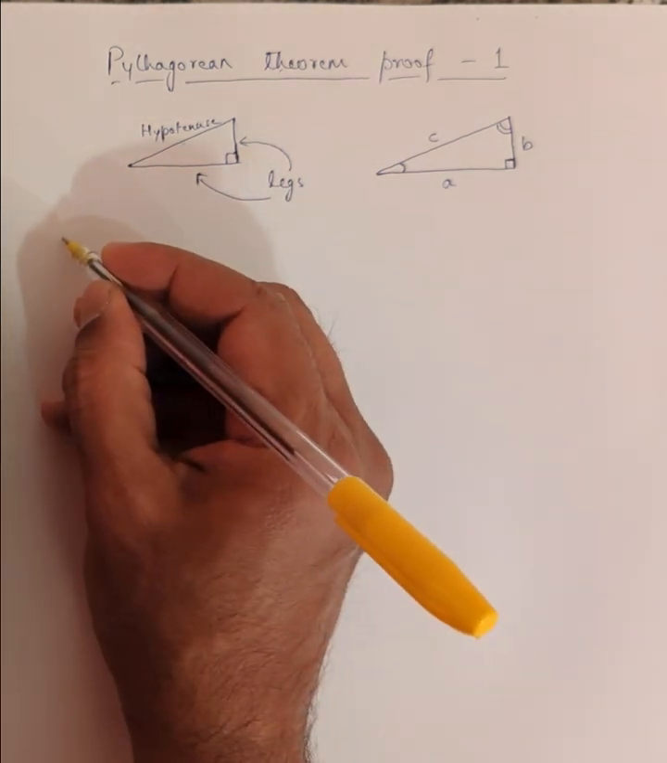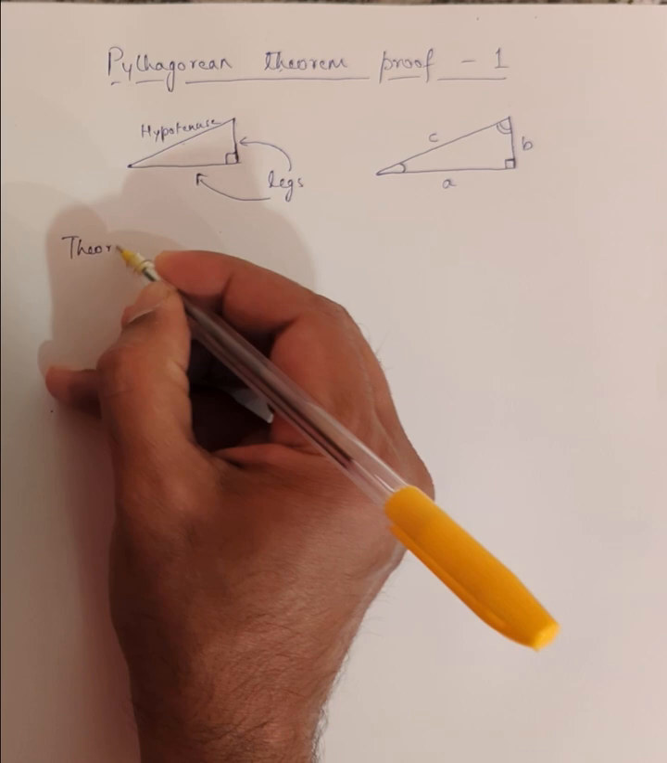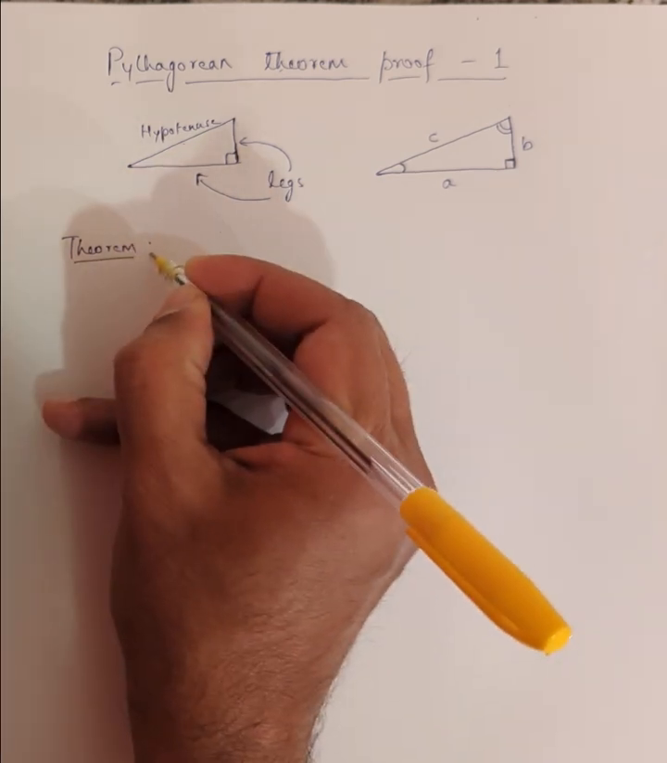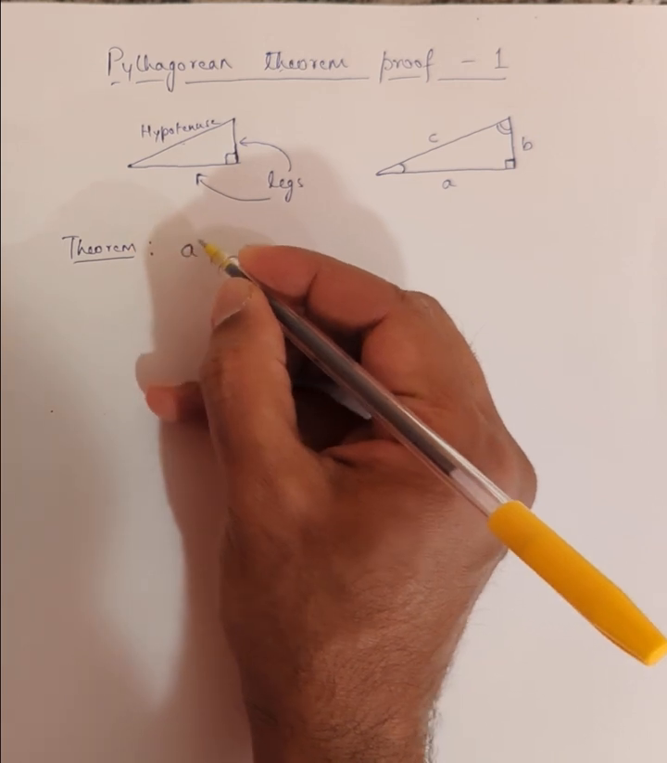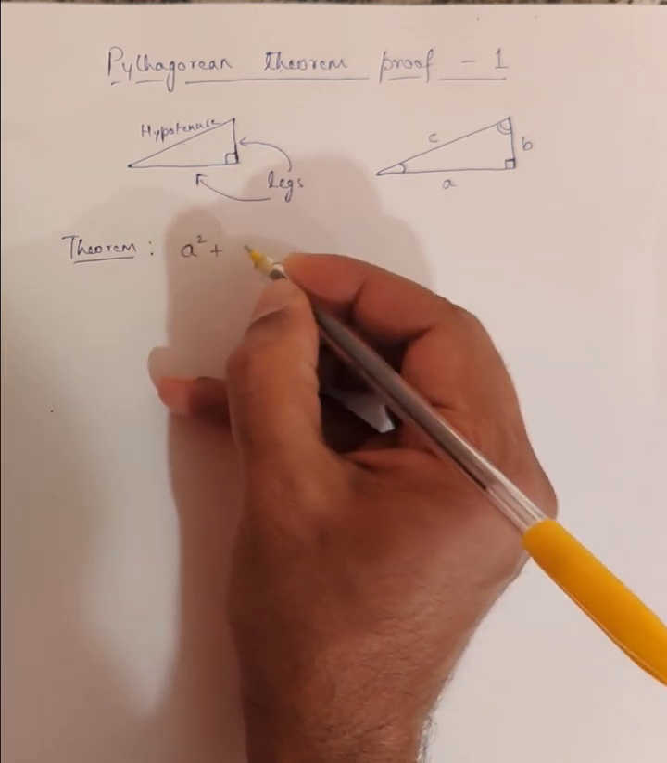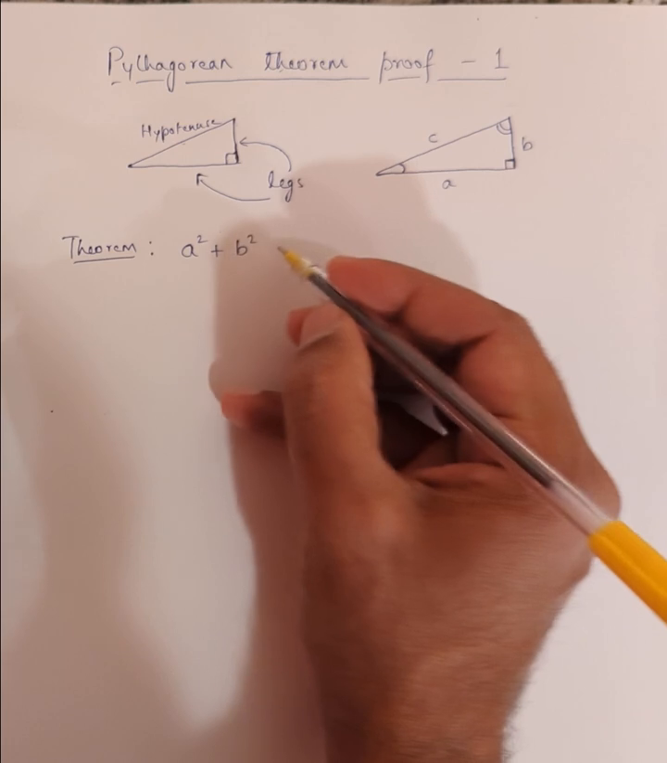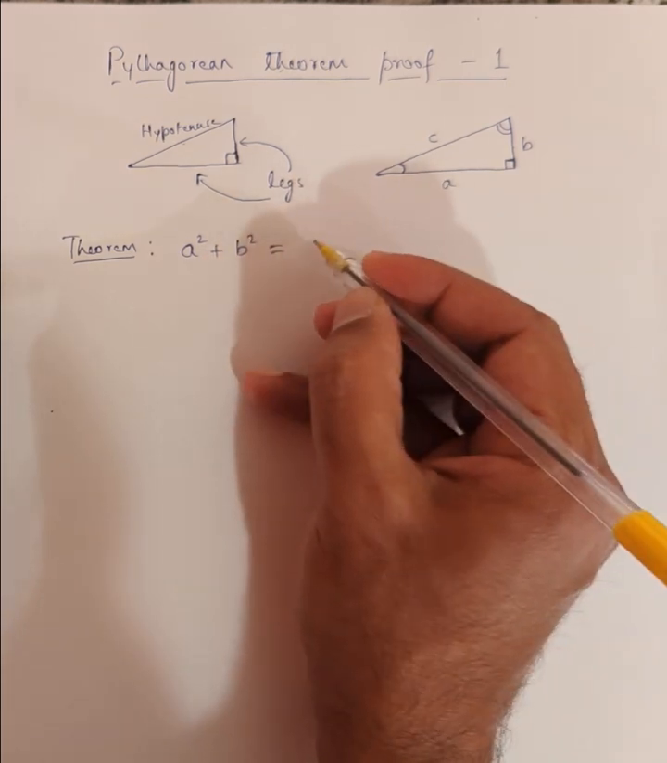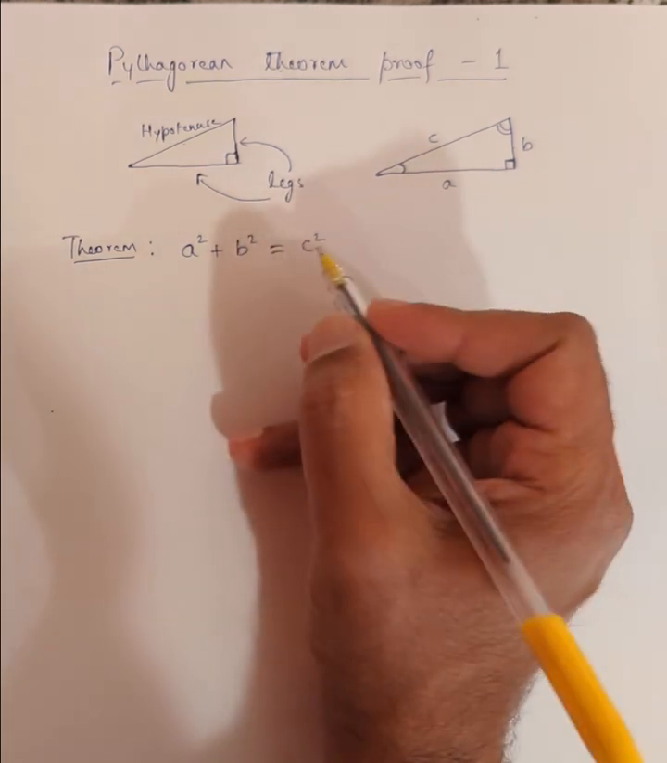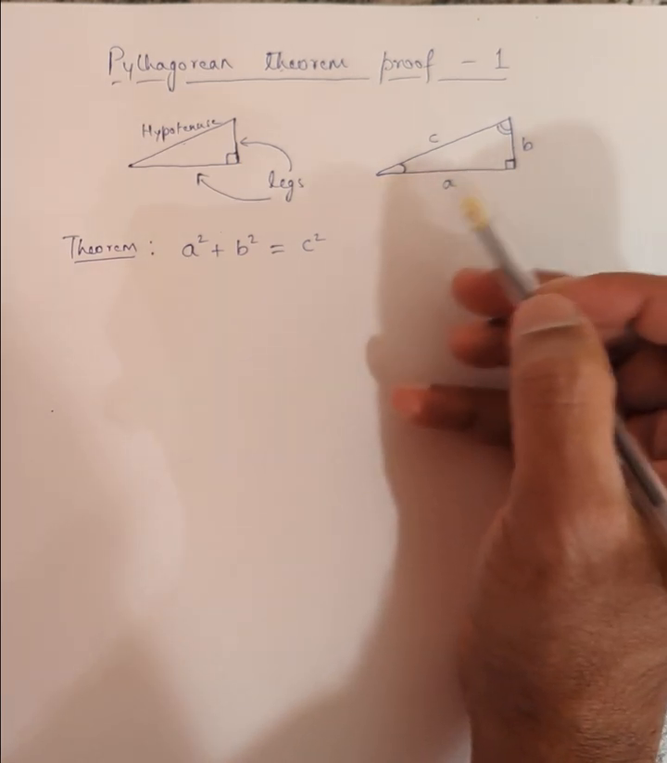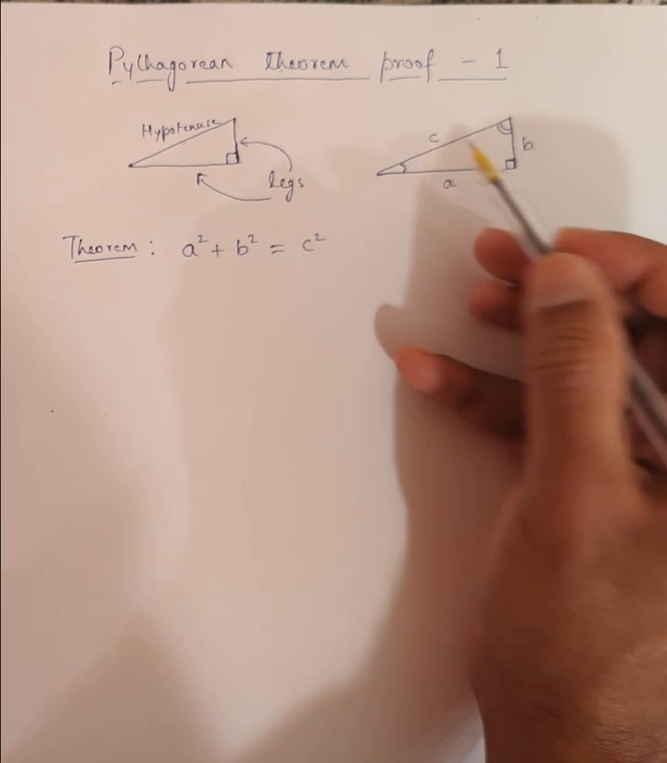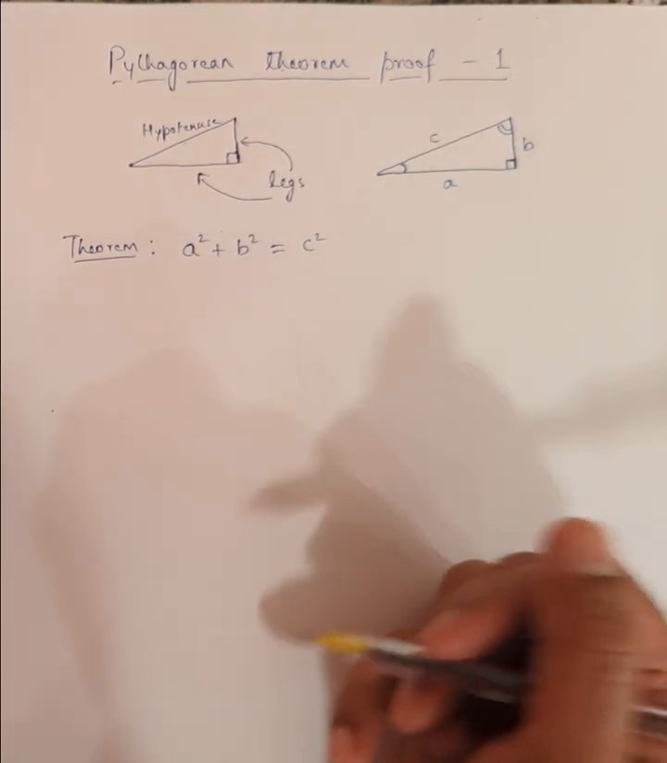Now here is the statement of the theorem. The theorem says that if I square the legs and add them, A square plus B square, then that is equal to C square. So the smaller sides squared and then added will give you the square of the hypotenuse, which is the longest side.